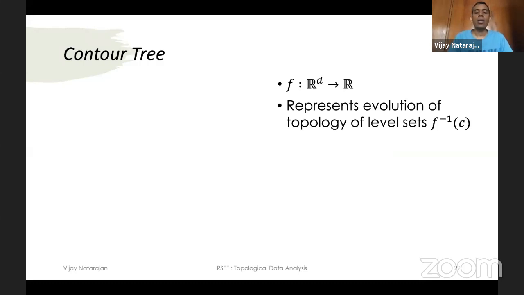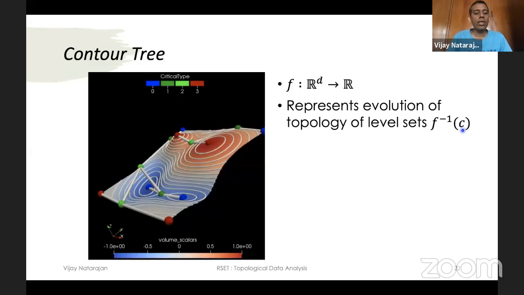So we again start with a scalar function, f. Let's talk about f defined over R2. I think we're going to use an example where d equal to 2 here. Right? And we are going to talk about real valued functions. What we are going to see is level sets. So these are pre-images of a given scalar value, right? So let's take an example.